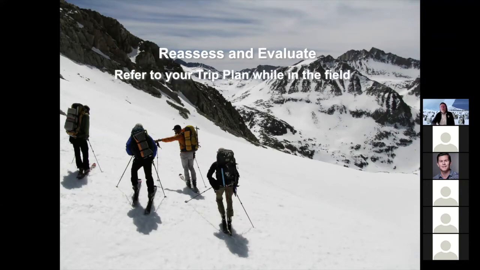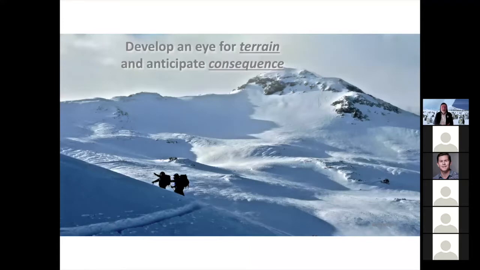This is a place where we can refer back to our trip plan. What did we decide in the morning? Have things changed, or is it just us who have changed? We want to try and develop an eye for terrain and anticipate consequence.